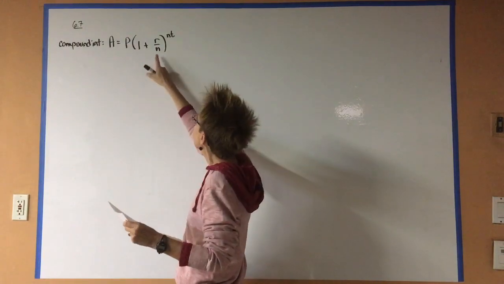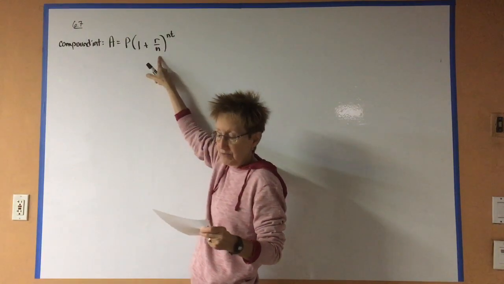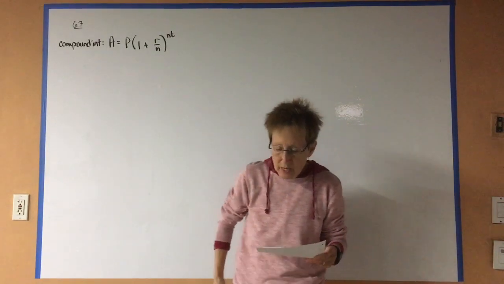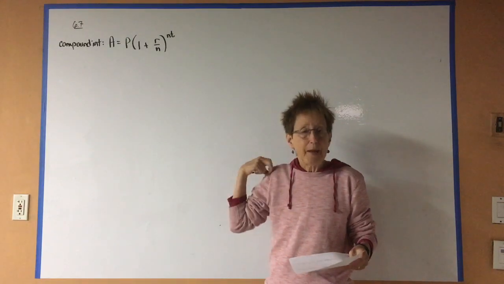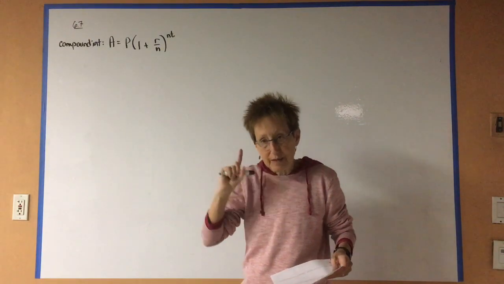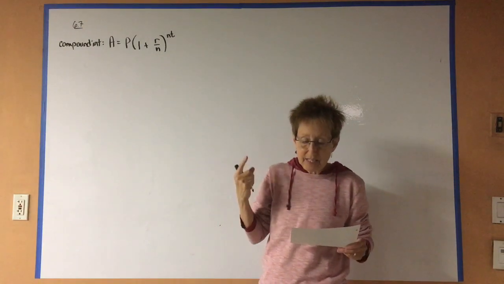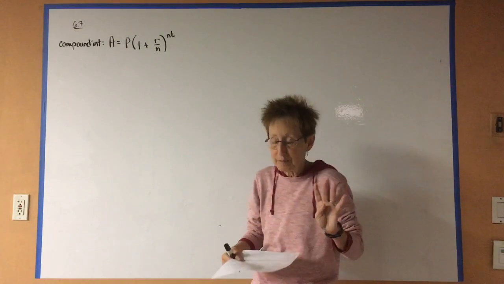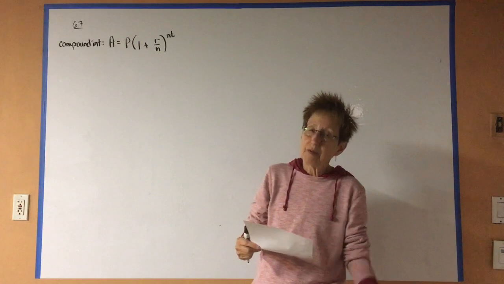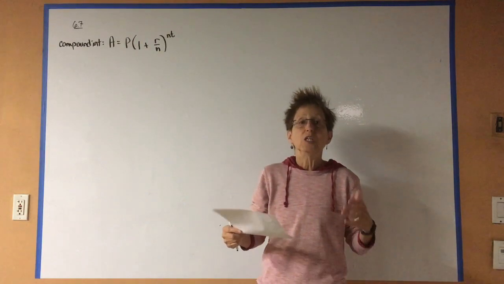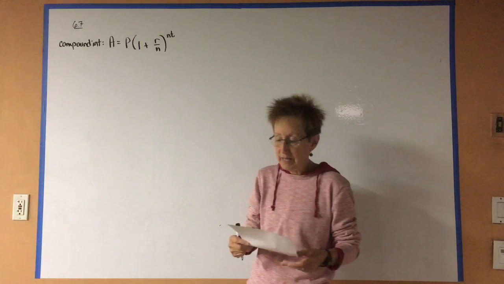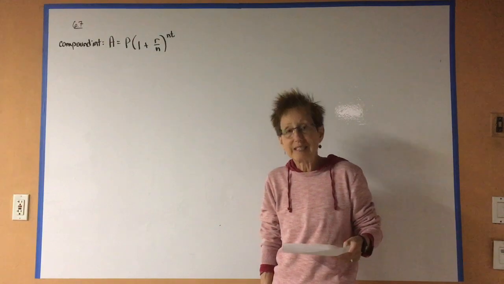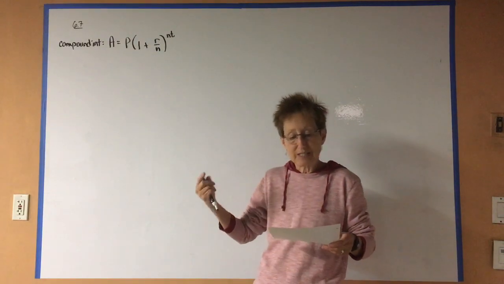N is the number of times, it's there twice, the number of times it's compounded in a year. So if the bank or whoever it is tells you that they're going to compound yearly, that means you're only going to get that interest applied 1 time a year. If they tell you they're going to compound it quarterly, that means you're going to get it compounded 4 times a year. If monthly, you're going to get it compounded 12 times a year, so N would be 12. If daily, you're going to get it compounded 365 times a year, so N would be 365.